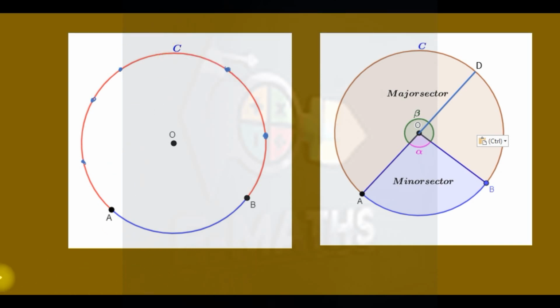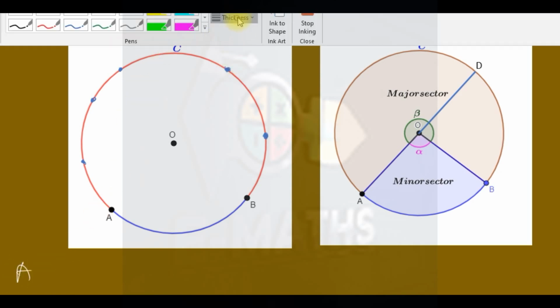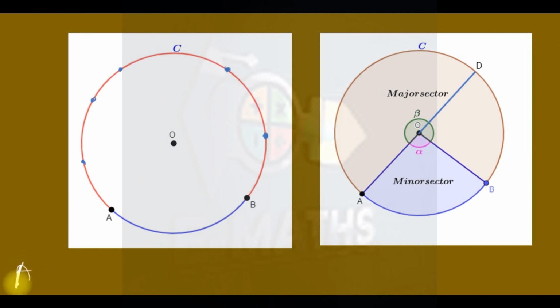Saying that OA, or AO, is the radius, while AD is the diameter.